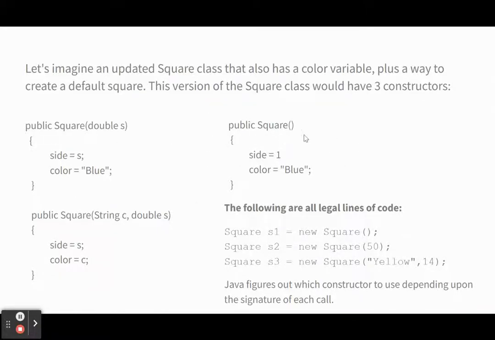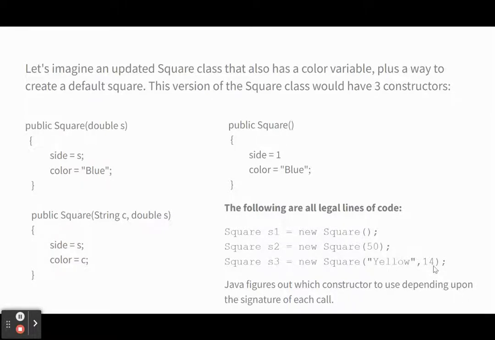For this code, if you called square with nothing in the parentheses, it would make a blue square that had sides of length 1. If you send over just a number, then it makes a blue square with sides of that number. And if you send over a color and a number, it would create a square with that color and that side length. So these three calls are all legit. The blank one just creates a blue one-sided square. This one creates a blue 50-sided square, and this one creates a yellow 14-sided square.